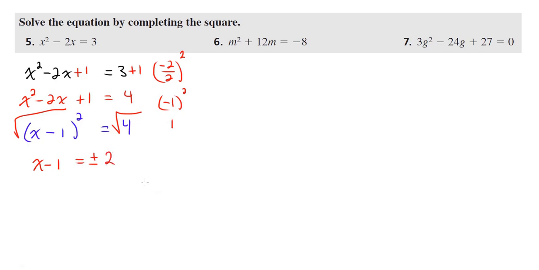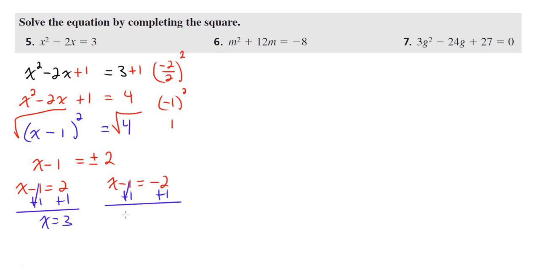So now this becomes two equations. One equation is going to be x minus 1 equals 2, and the other equation is going to be x minus 1 equals negative 2. So now in the first equation, when we add 1 to both sides, we get x equals 3. And in the second equation, when we add 1 to both sides, negative 2 plus 1 is negative 1, we get x equals negative 1. So those are our two solutions.